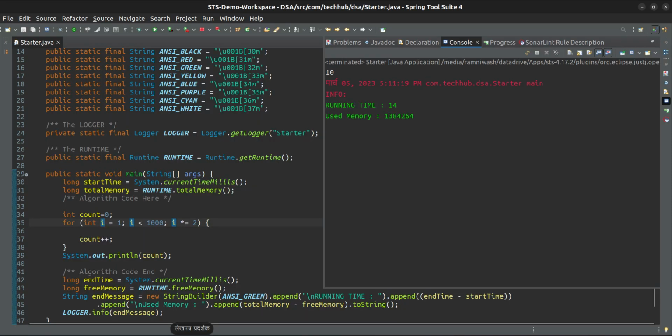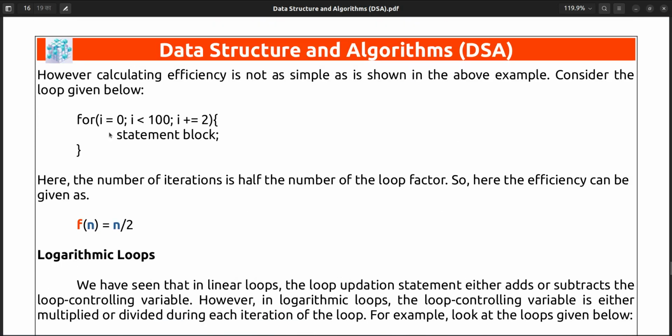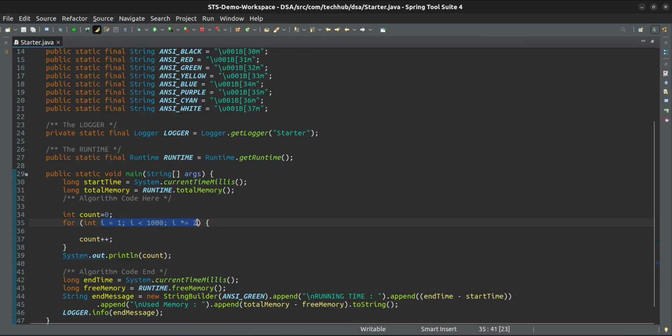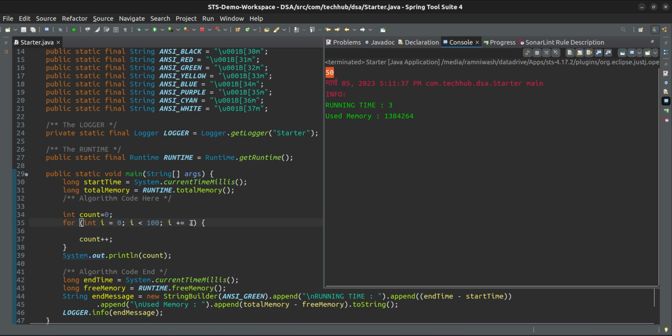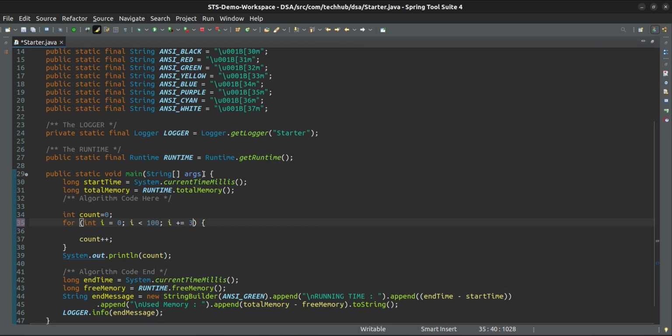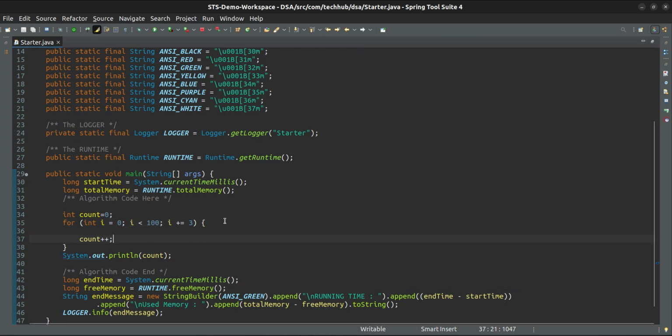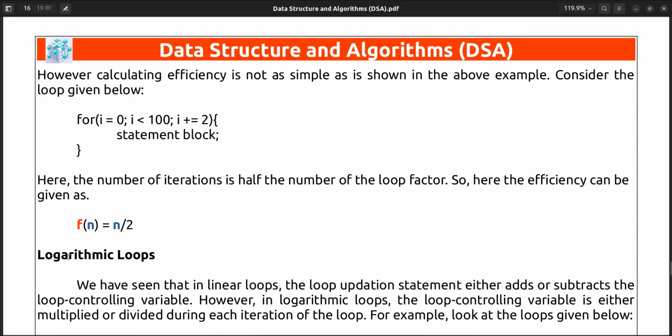And if you take the example of this one, it is doubling, so definitely it will execute for 50 times. And if you make it plus 3, then it will be executed for 34 times. Okay, fine. So that is the logarithmic loop.